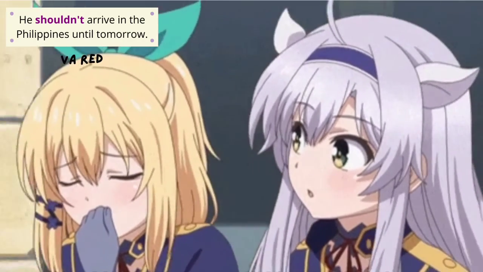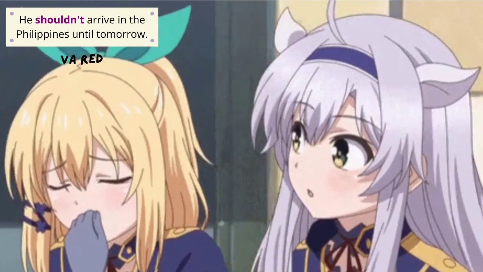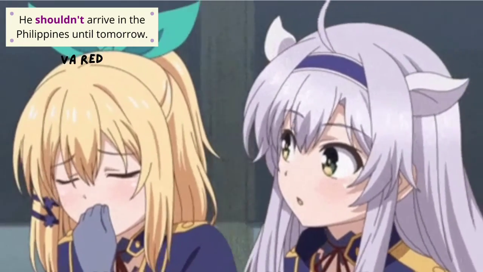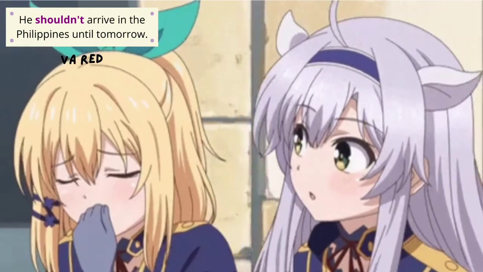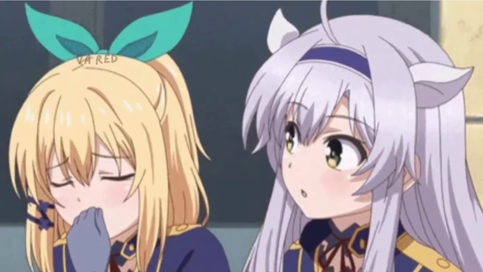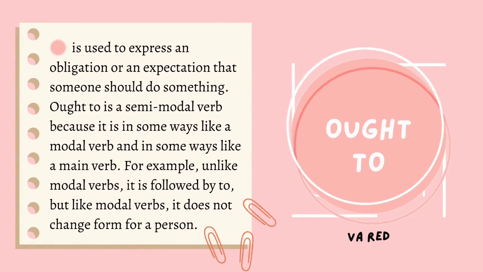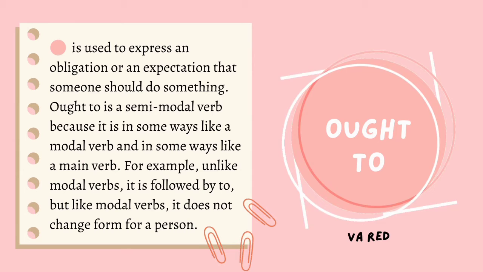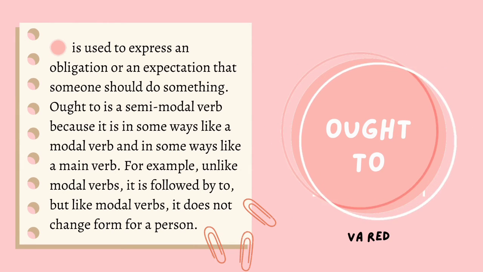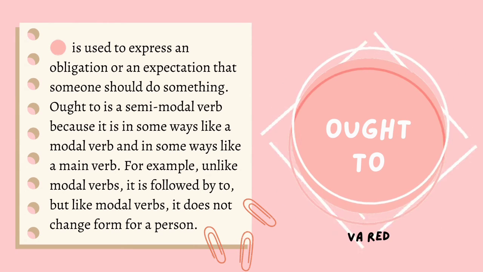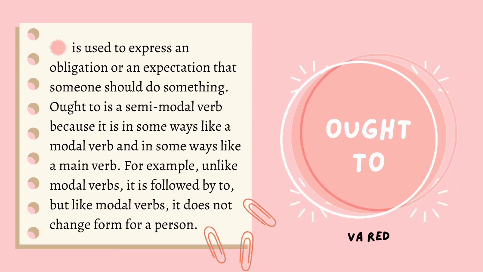He shouldn't arrive in the Philippines until tomorrow. Shouldn't is to express the negative contraction of should. Ought to is used to express an obligation or an expectation that someone should do something.